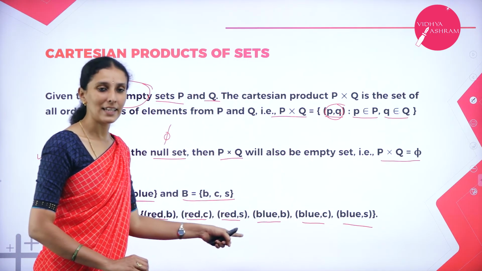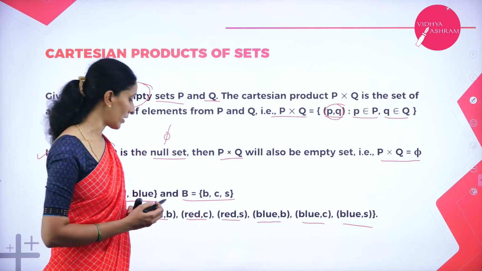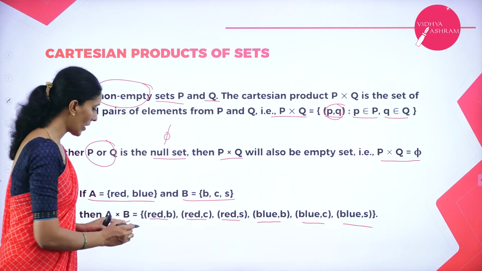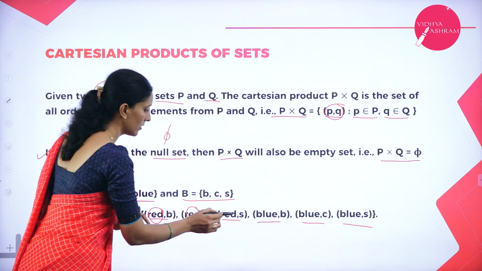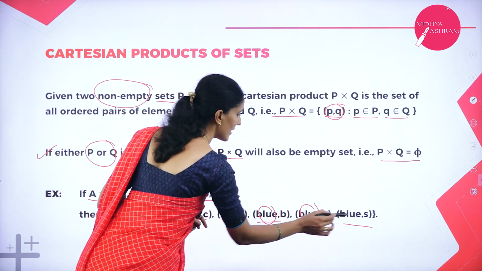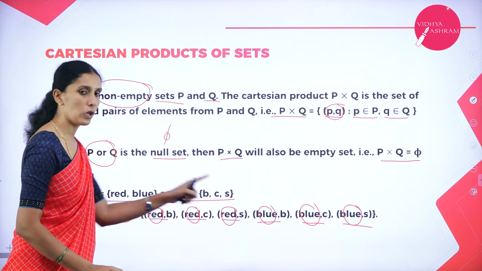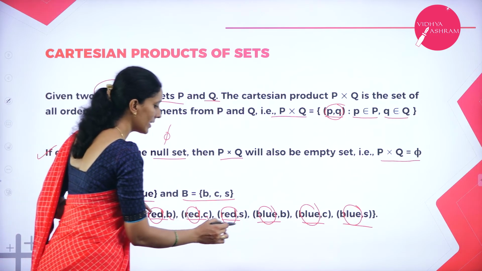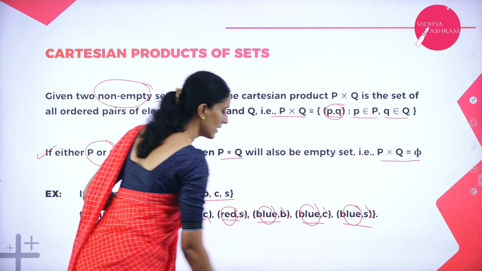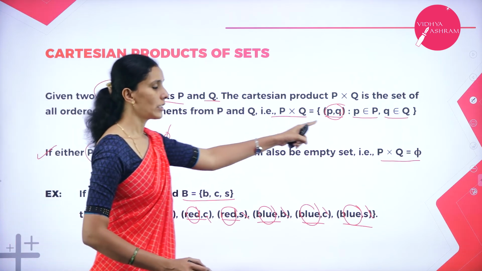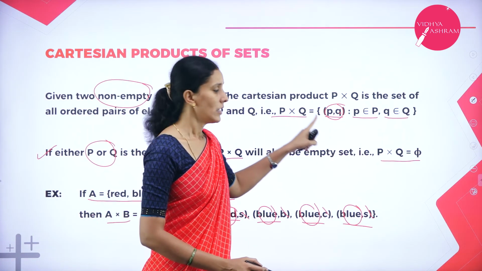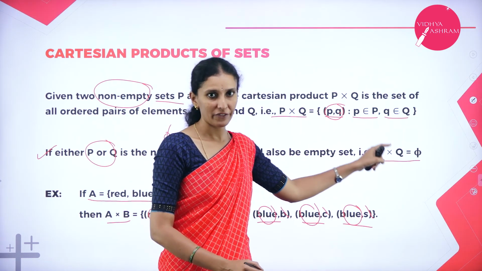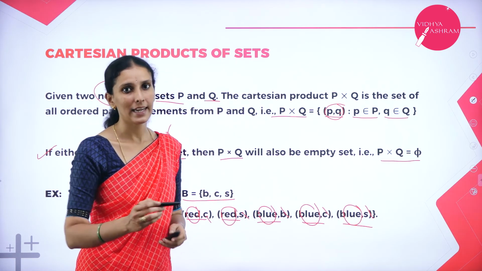Thus, pairing of these elements from the two sets is nothing but the Cartesian product. Hence, A cross B is written like this. You can see all the first elements here belong to the first set A. Red and blue belong to the first set A, they are the elements of A, and the second elements B, C, S belong to the second set B. That is what the definition of Cartesian product says. So it is the product written in ordered pairs where the first element belongs to the first set and the second element belongs to the second set.